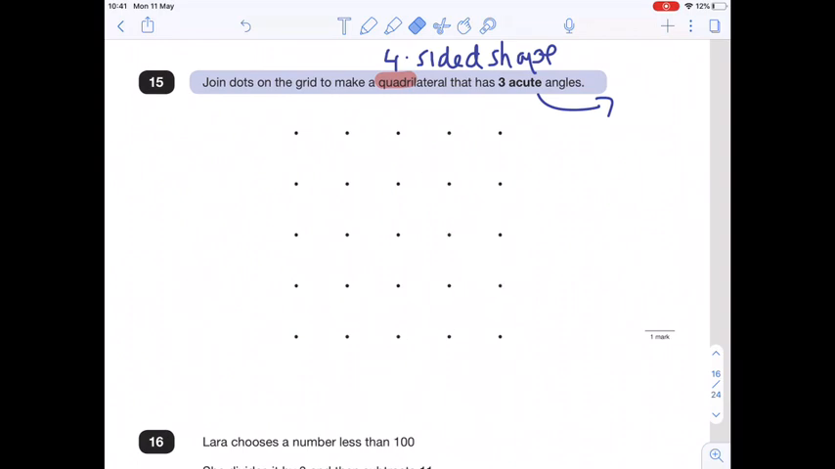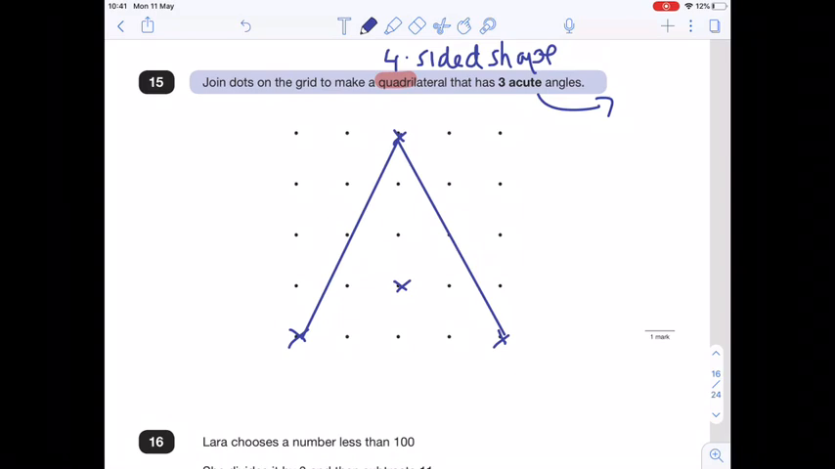So we'll look at a different one. You could maybe have gone, let's say we use that one, and that one, and that one, and say that one. You could have gone up to there, and then down to there, and then down to there, and then up to there. That's an inverted kite, so you could have used that one.